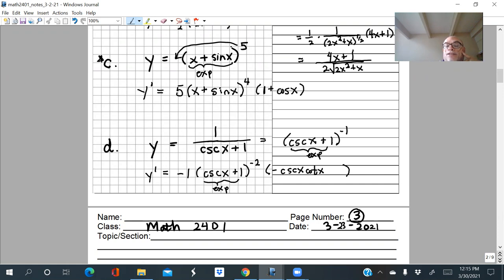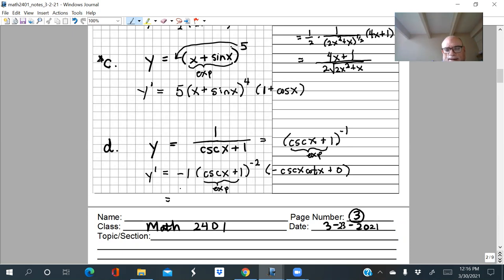But this is correct. It's cosecant of x times cotangent of x. Now, I also have to differentiate the 1, but that's easy because that's a constant. So the derivative of 1 is 0. So you can write plus 0 there, or you can just leave that off. So there is my derivative.